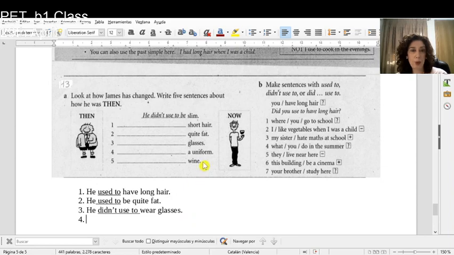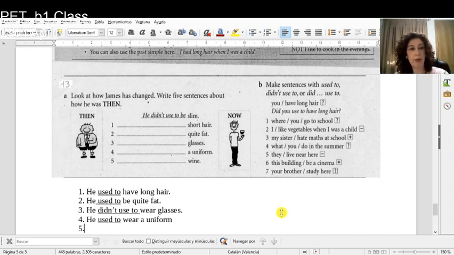Number 4, a uniform. Not now. Then it's in the past. He used to wear a uniform. Yeah, he used to wear a uniform, but not anymore. Then it was part of the routine. Every day, when he was a child, he used to wear a uniform, but not anymore.